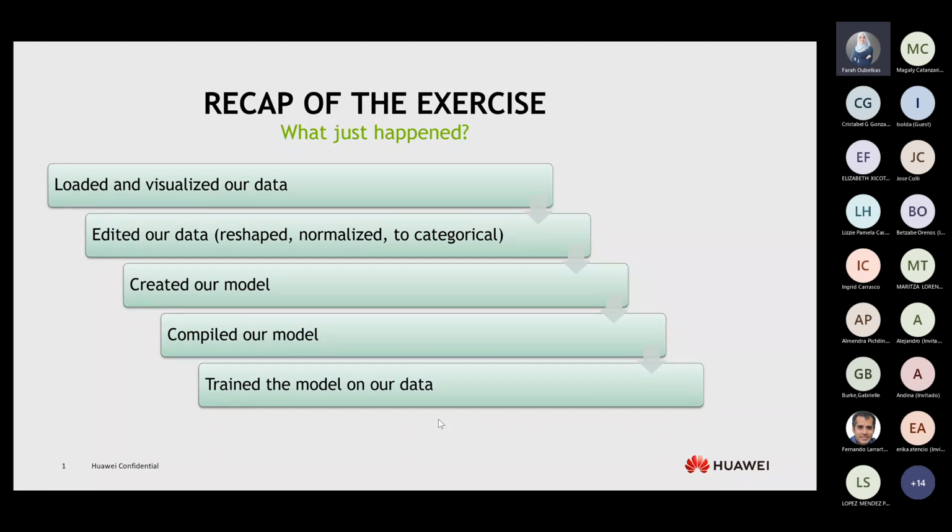Let's go over it step by step. So first of all, we loaded and visualized our data, the MNIST data. We edited our data to get into the right shape, as well as normalizing the value between 0 and 1. We also edited our answers to be in a categorical form instead of a number, as our model will better train with that type of answer. And we then created our model. We compiled our model and trained our model on the data.